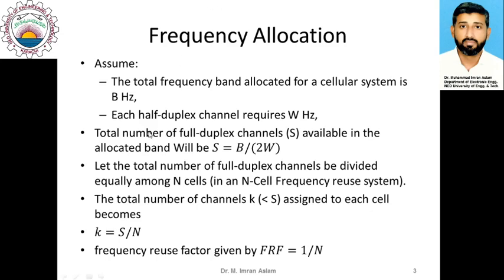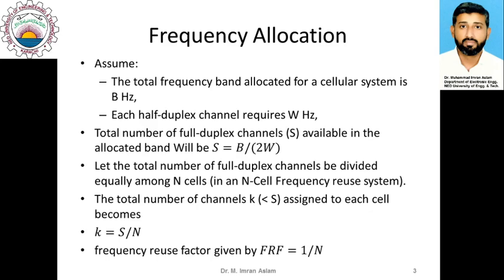If the bandwidth of a half duplex channel is W Hz, in that case the total number of duplex channels that will be available for use in this type of system will be B, which is the total available bandwidth allocated from governmental bodies, divided by 2W, which is the bandwidth required to establish full duplex communication. Let us denote the total number of full duplex channels by S. So S represents the total available channels in our system.